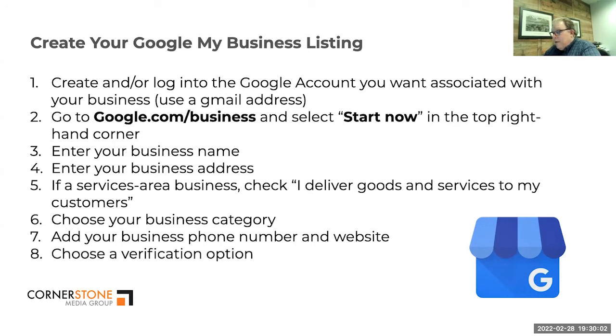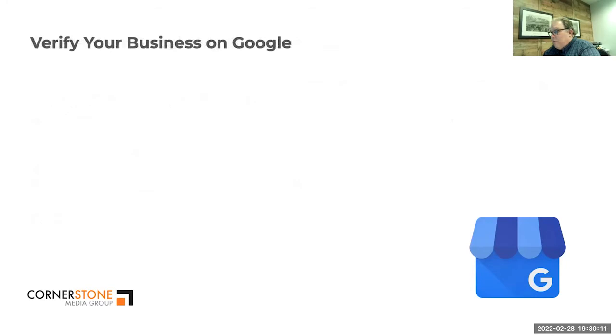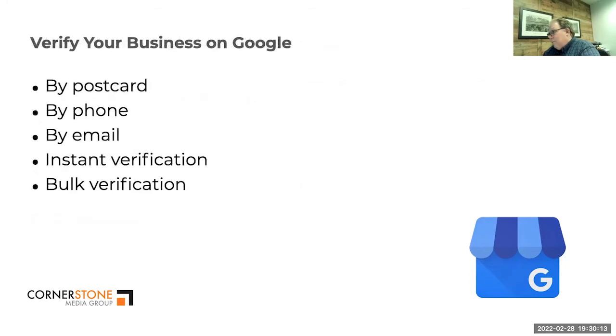Okay. And then also to choose a verification option. Well, they have to validate who you are, and there's several ways you can do that. They'll either do it by postcard if it's a home address, by phone or email. Sometimes it can be instant. And if you've got multiple businesses and locations, they can do a bulk verification.